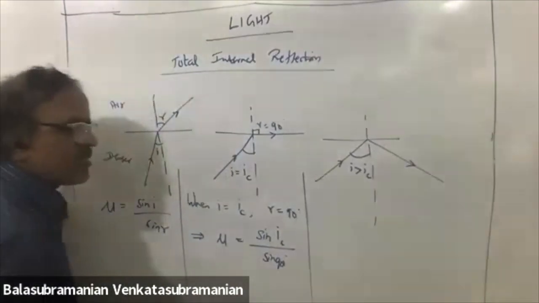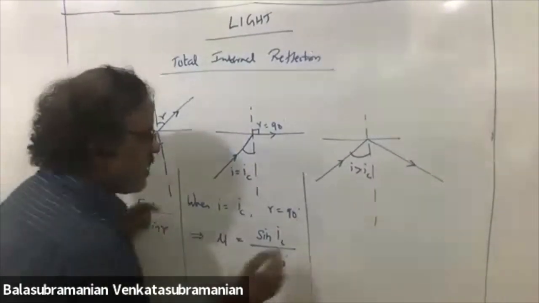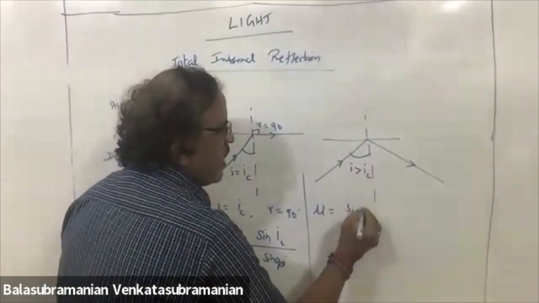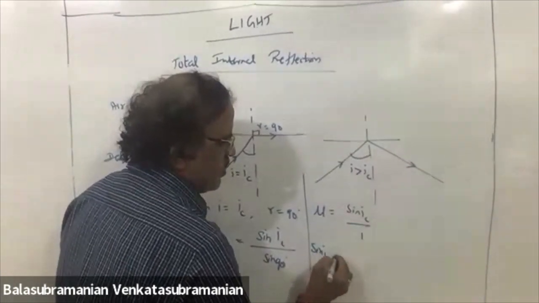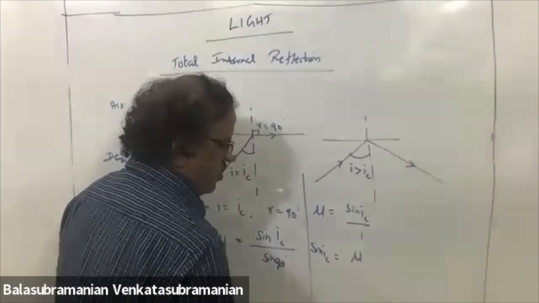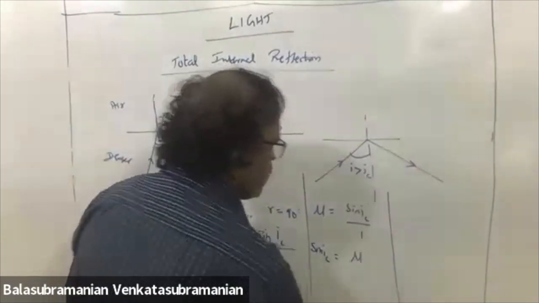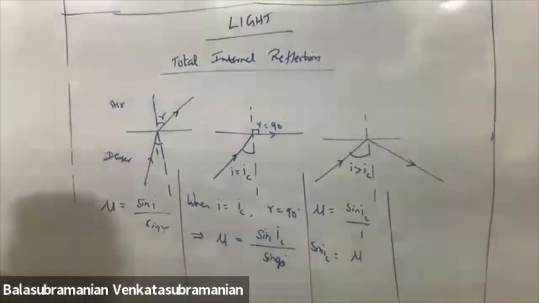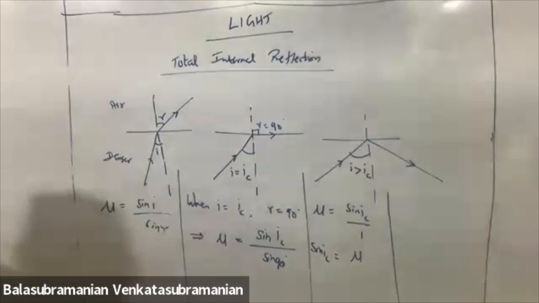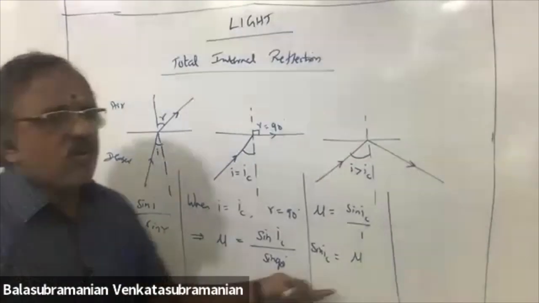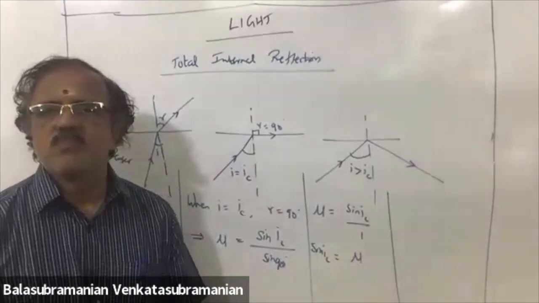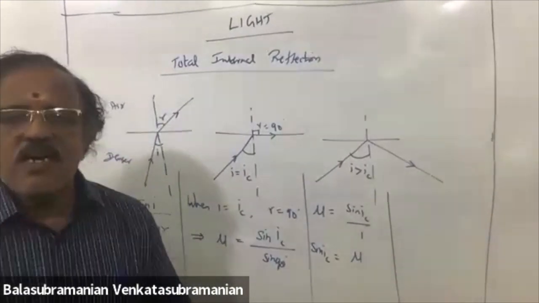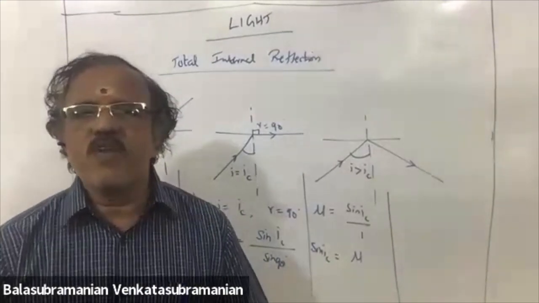What is sin 90? Sin 90 is 1. So I can write mu is equal to sin IC by 1. Sin IC is equal to mu. IC is equal to sin inverse of mu. Clear? So this is the condition for total internal reflection.